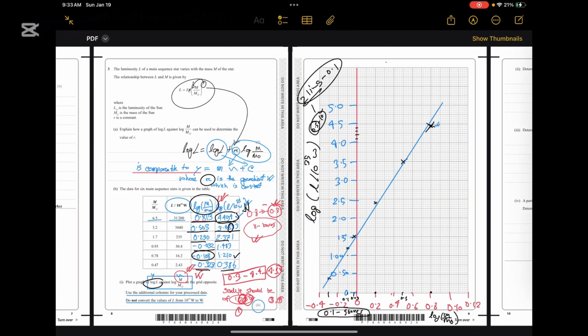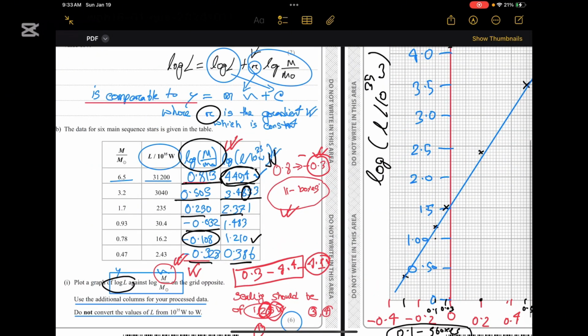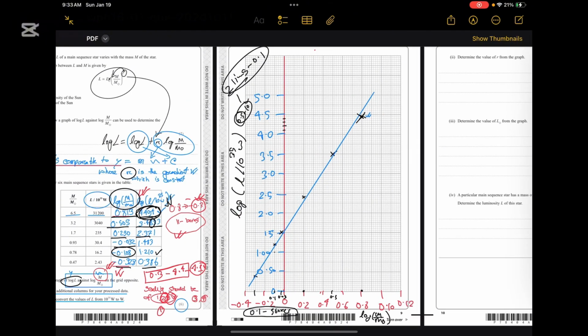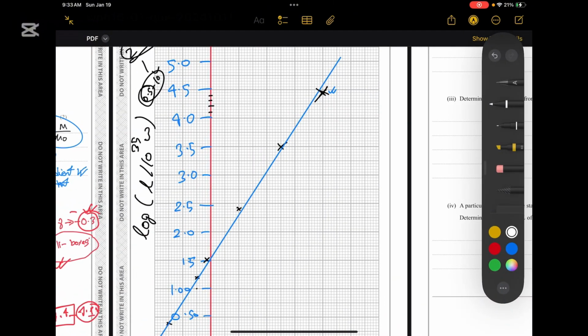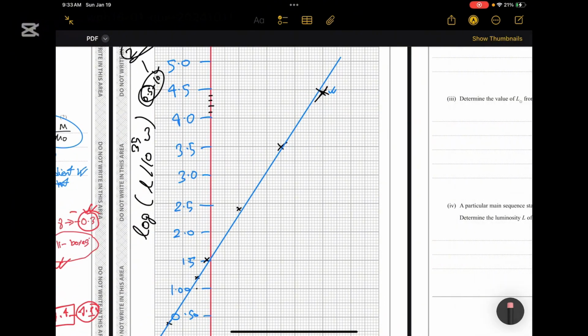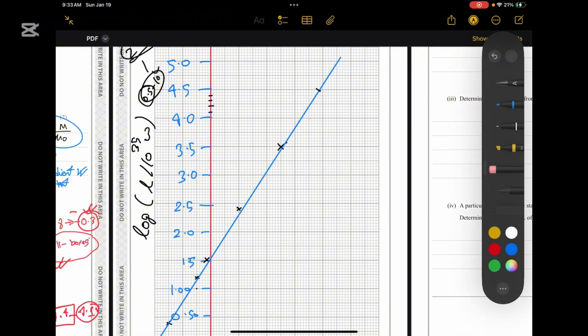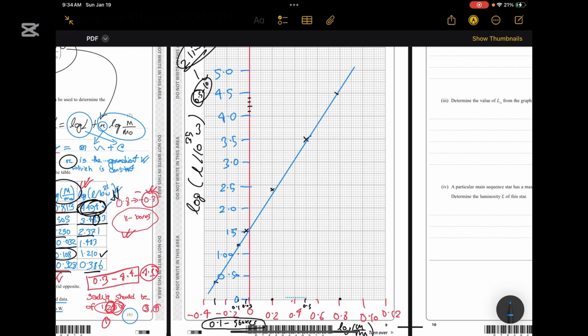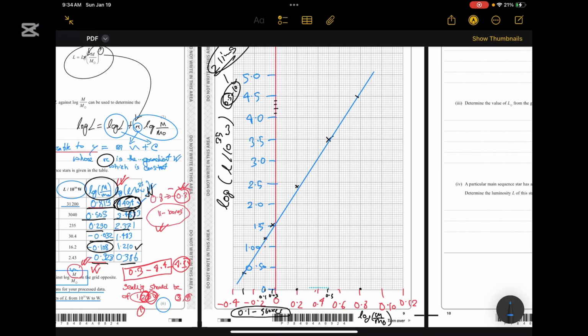Actually this was 4.495, so we could have taken it as 4.5, then the drawing would have been much better. Let's draw it as 4.5 because it was 4.495, so 0.8 and 4.5. So here it will be like this. So yeah, it's matching the box actually.